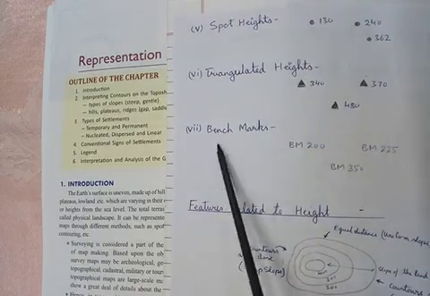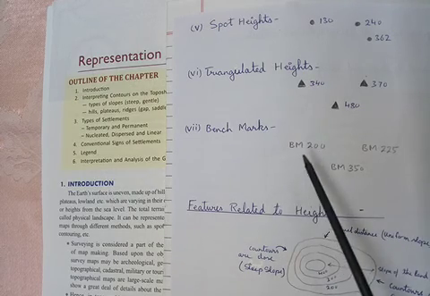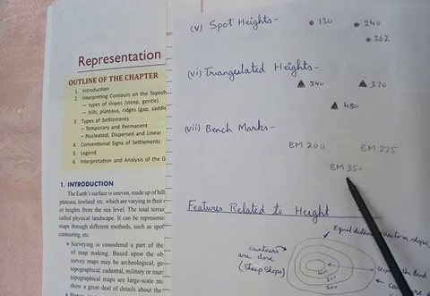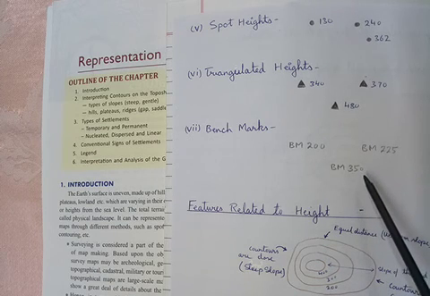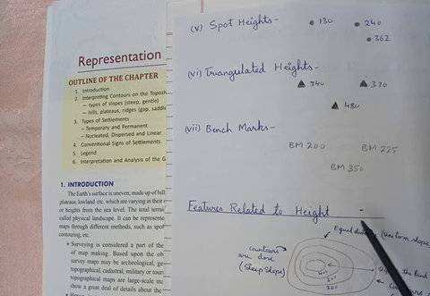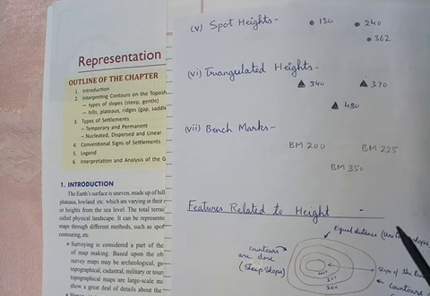Another method is benchmark. As you can see here, it is written BM 200. So these are called benchmarks. Benchmark 200, here it is benchmark 225, another one is benchmark 350. Usually there are some places where the height is measured, and that measurement is maybe written on some monument, or on some board, or some pillar or mark is erected there, and it is written there. Those marks show a permanent point there, and they become a benchmark.